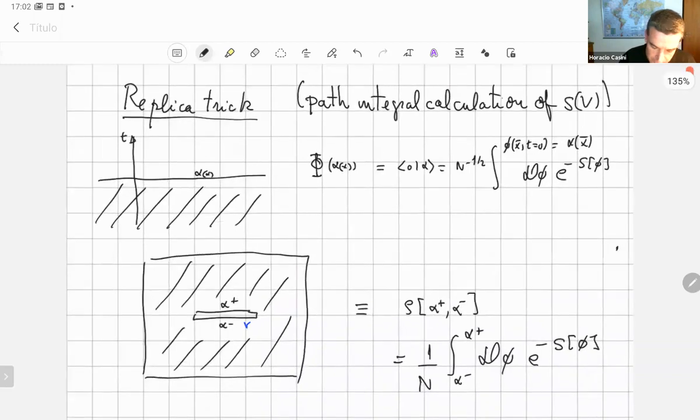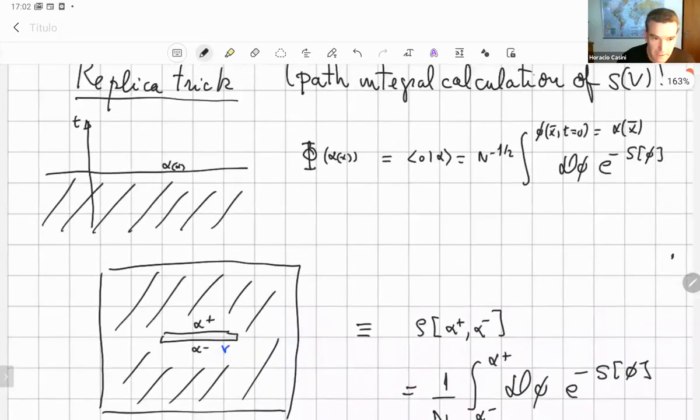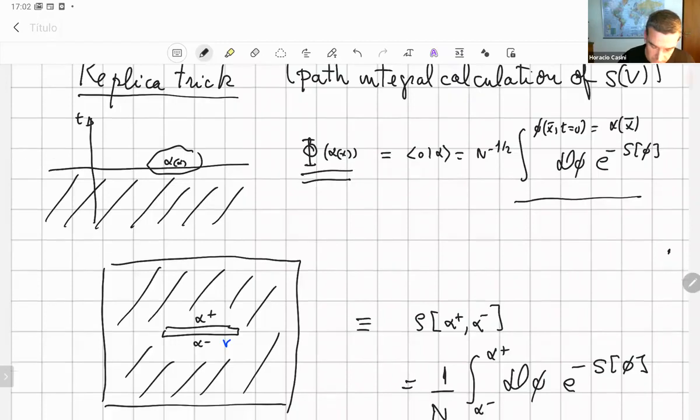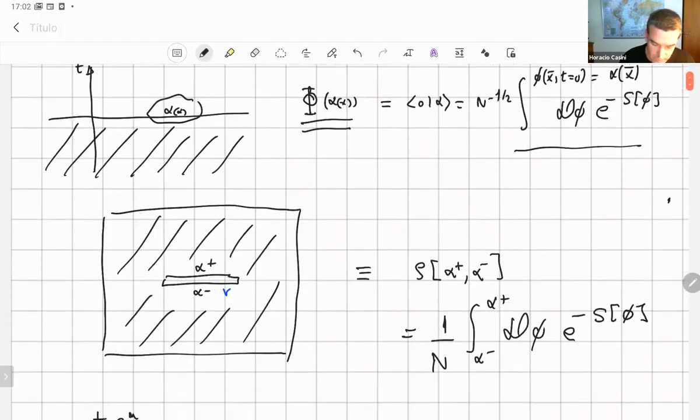The vacuum wave functional is given by a path integral over half a space, half Euclidean space, with some boundary condition at time zero. That is this function of the coordinates, that is just the variable where we evaluate the wave function. And then with this, we can produce the density matrix of a region V, here an interval in 2 dimensions.